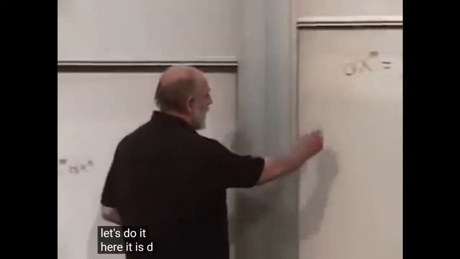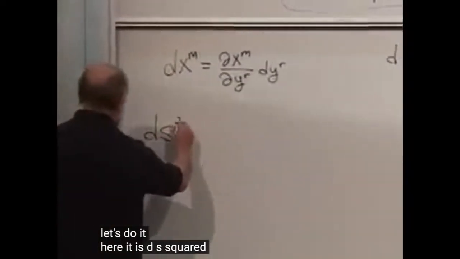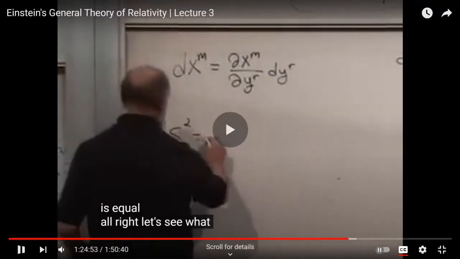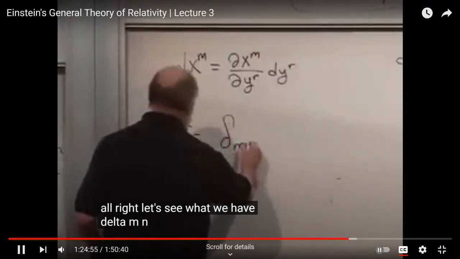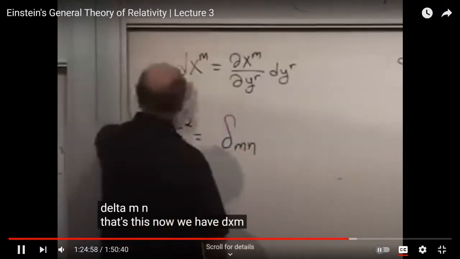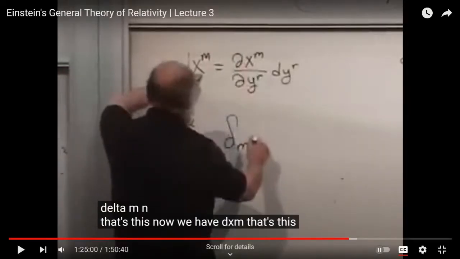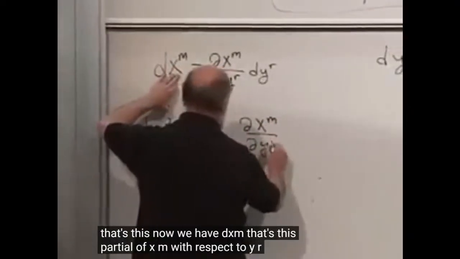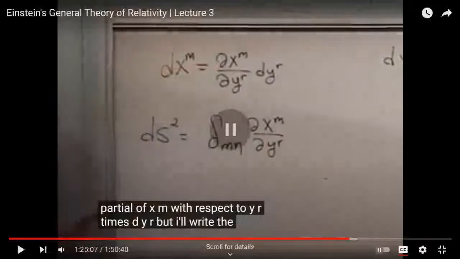Okay. Let's do it. Here it is, ds squared is equal to delta mn. Now we need dxm. Now we have dxm. That's just that. Just copy it. Partial of xm with respect to yr times dyr, but I'll write dyr in a moment.